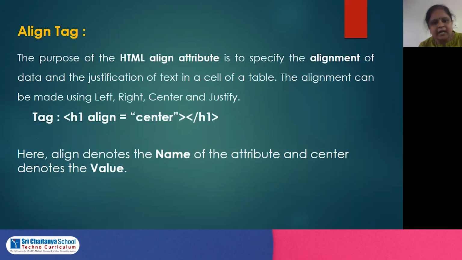Okay, then the align attribute. I already told you, it aligns the text to left, center and right. Whichever side you want to display, you can give the value here. If you give center, it will come at the center. If you give left, it will come on the left side. If you give right, it will come at the right side of the web browser.